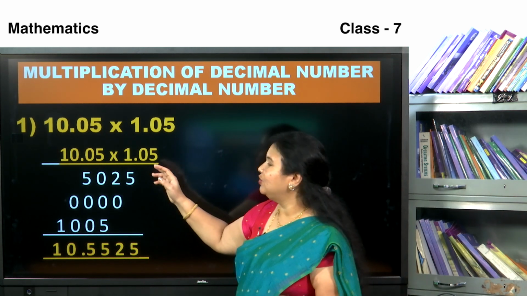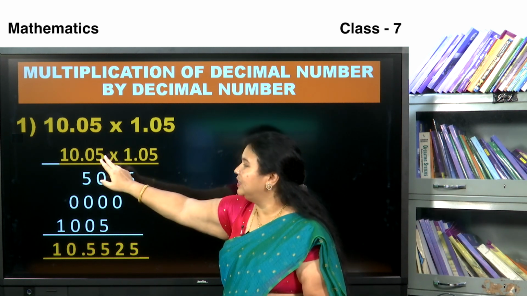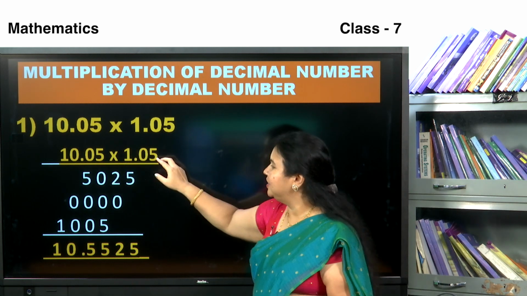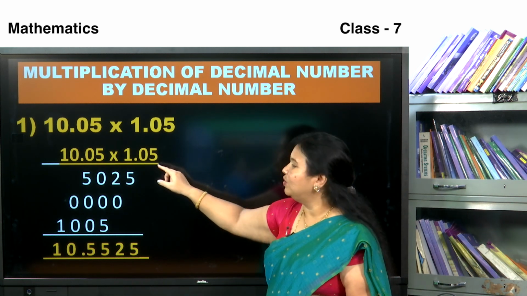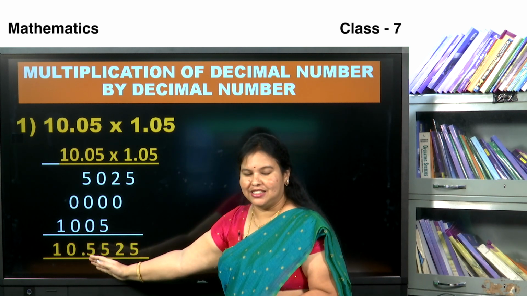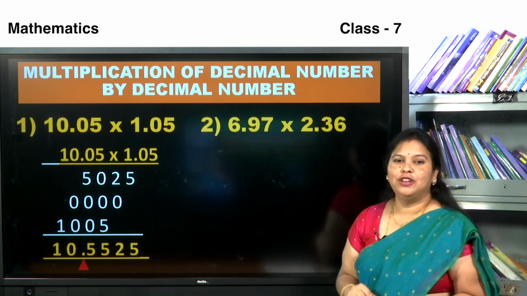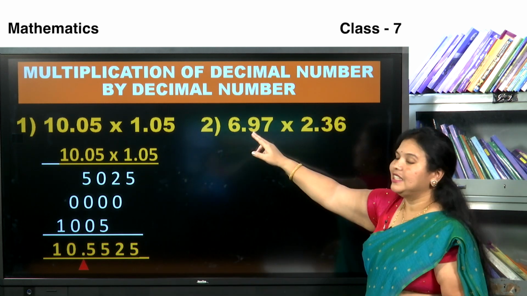Yes, first you have to count the number of digits after the decimal point. So, here we have 2 digits and here also we have 2 digits. So, we have to place the decimal point after 4 digits from the right. Yes, it is 10.5525. We will practice with one more example.